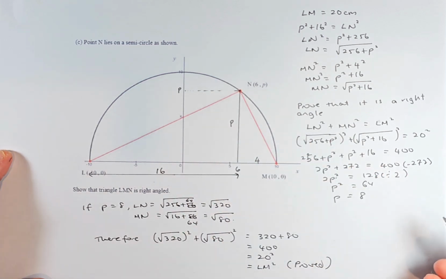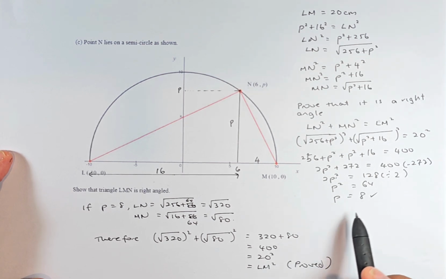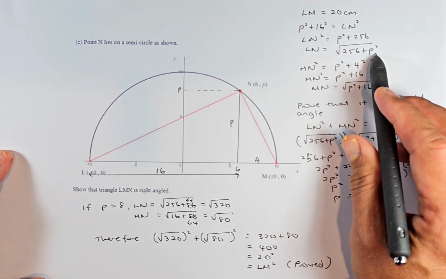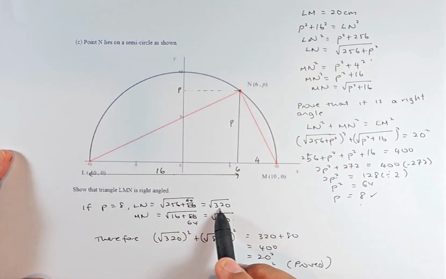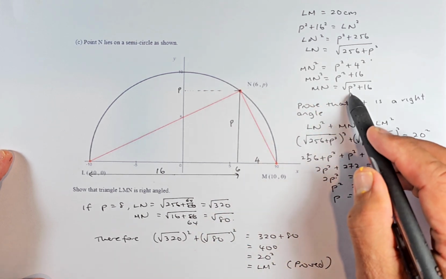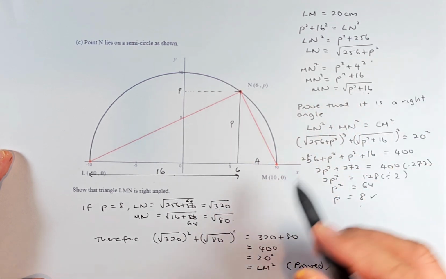So the height cannot be a minus, so we put P as 8. So far so good? Great. Now we know that P is equal to 8, we're going to put P back into this equation. So LN is the square root of 256 plus 8 squared, which is 64, so it is the square root of 320. The same thing for MN: 8 squared is 64, plus 16 is going to be 80.